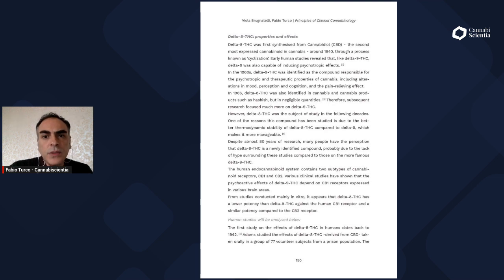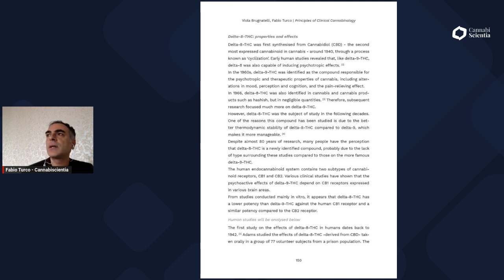Delta 8 THC was first synthesized from cannabidiol, CBD, the second most expressed cannabinoid in cannabis, around 1940, through a process known as cyclization. Cannabidiol was discovered and started to be studied in 1940 by the American physicist and scientist Dr. Roger Adams. He isolated CBD from the cannabis plant as well as other compounds such as delta 8 THC, and he started to work on this compound trying to characterize its properties.